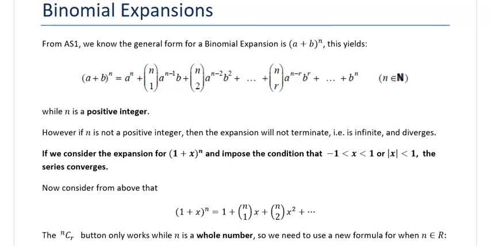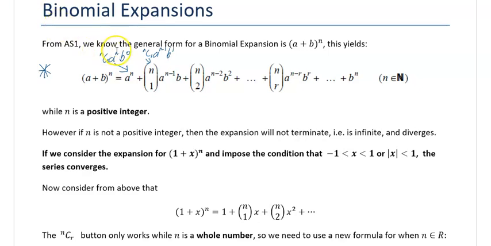Okay, in this video we're going to look at the binomial expansion. Last year, this is what we found out when we looked at our binomial expansion. We had (a + b)^n, which was equal to a^n. Really, this is just the same as nC0 times a^n b^0, plus nC1 times a^(n-1) b^1, and so on. A couple of things are important.